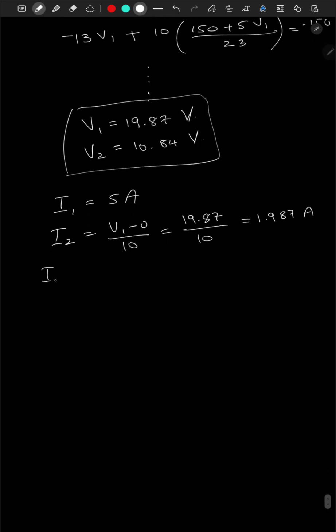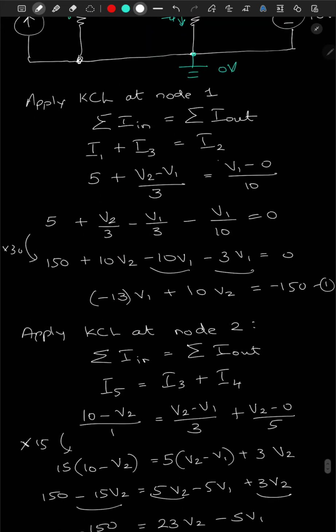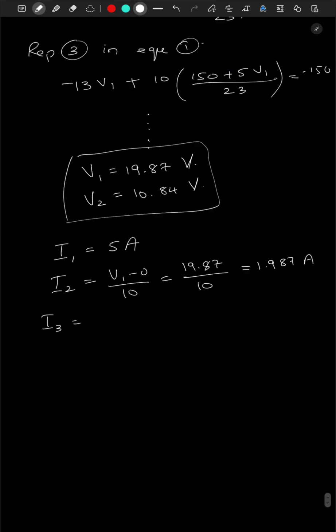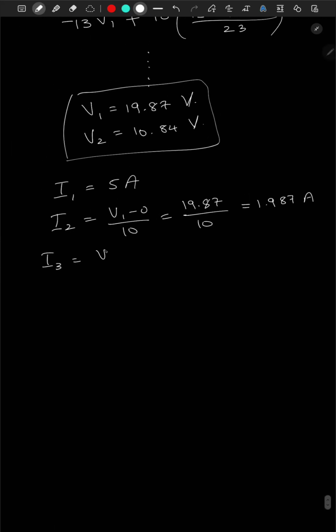Okay, so I3 would be V2 minus V1 divided by 3. So V2 minus V1 over 3, which is 10.84 minus 19.87 divided by 3. So this would give you a value of minus 3.01 amps. So you can check your answer.